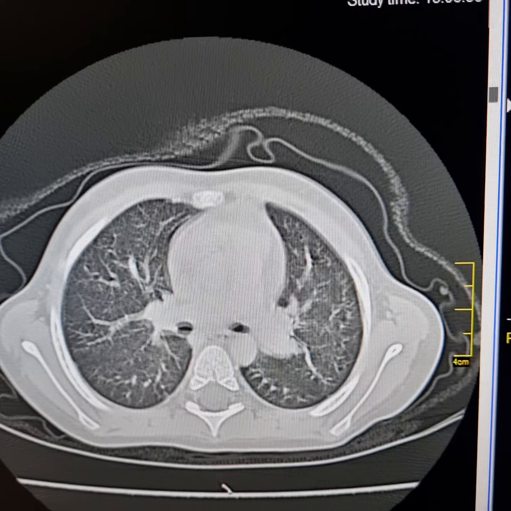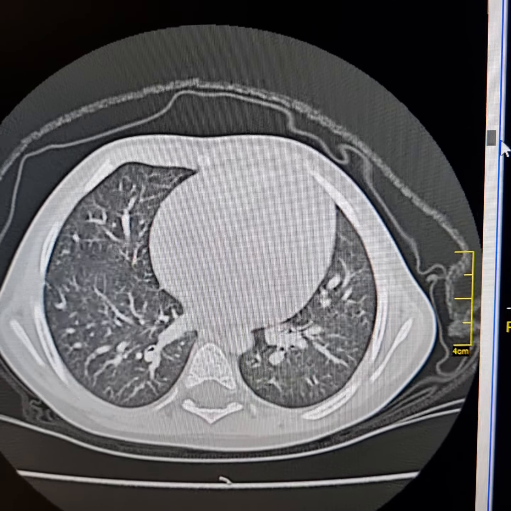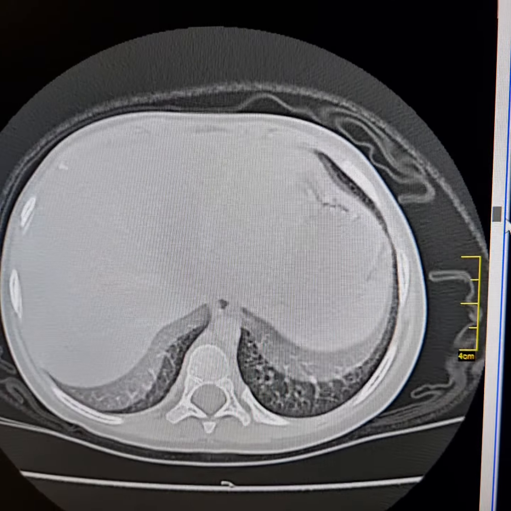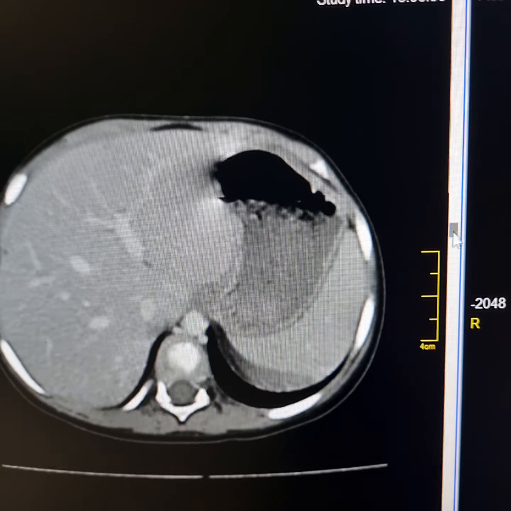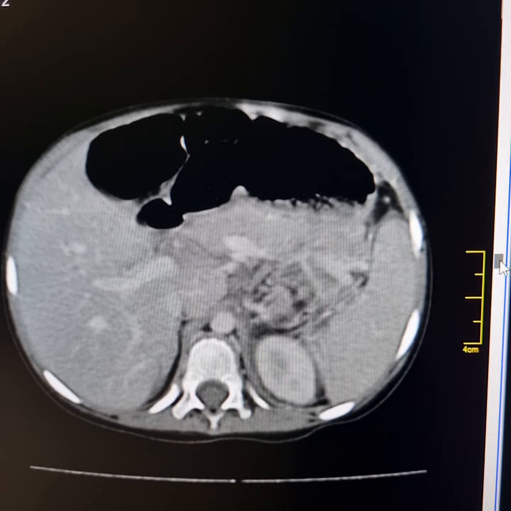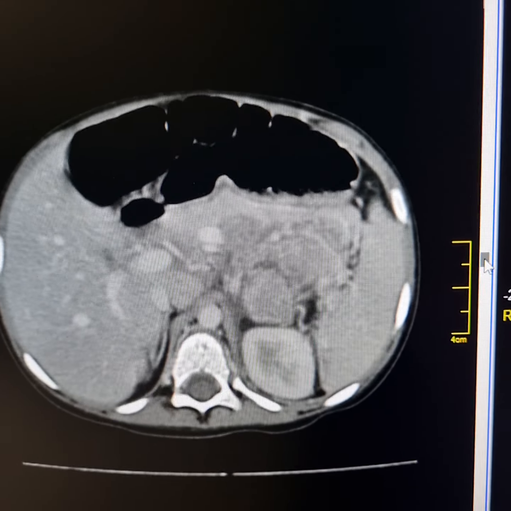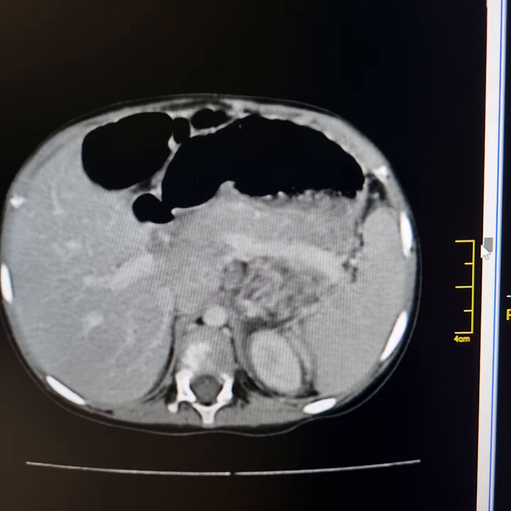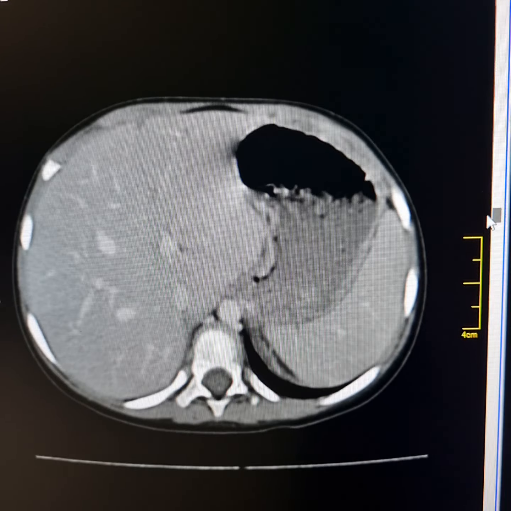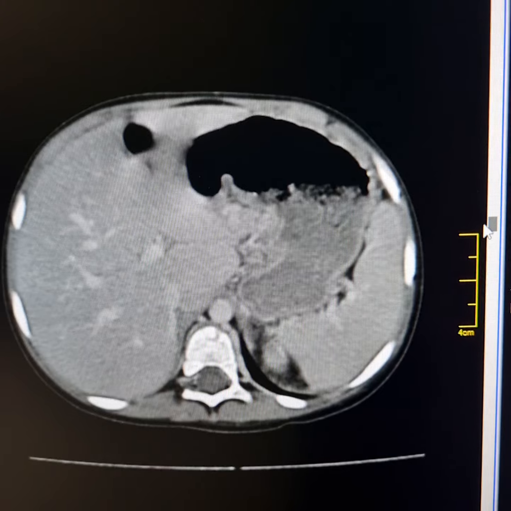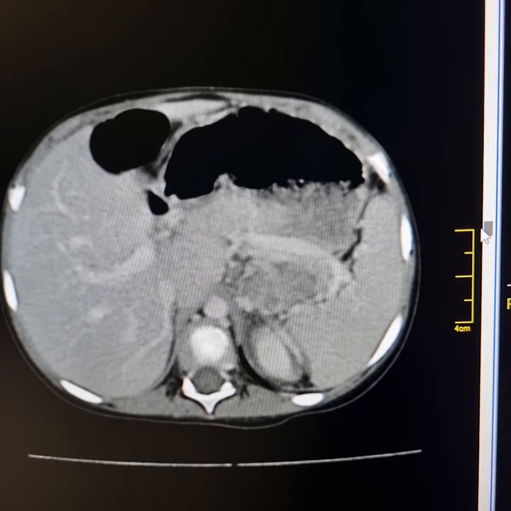This is the CT chest. No pulmonary metastases are present. This is the contrast-enhanced CT scan of the abdomen. There is mild hepatosplenomegaly. The vertical span of the liver is approximately 11.5 centimeters, while the spleen measures approximately 9.0 centimeters.